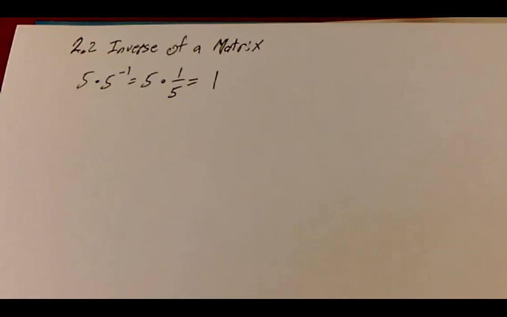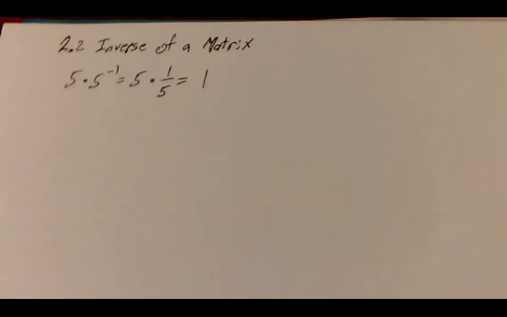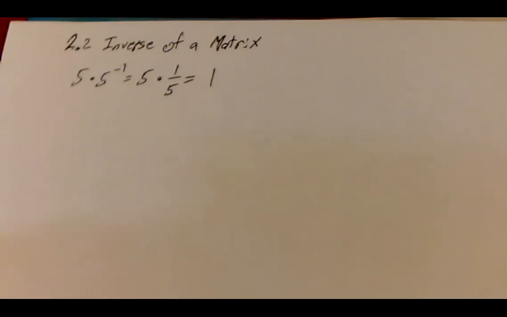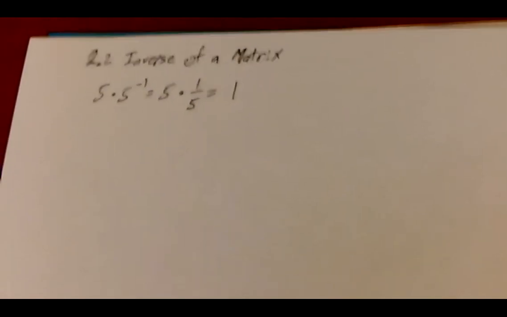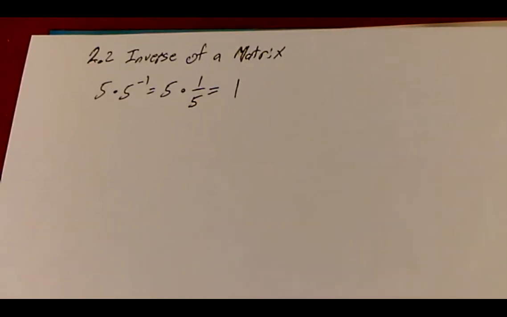When we're dealing with square matrices, we have an identity matrix. So we're going to have a product of two matrices that gives us this identity. Bear with me just a second. I'll try to get that focus a little better.